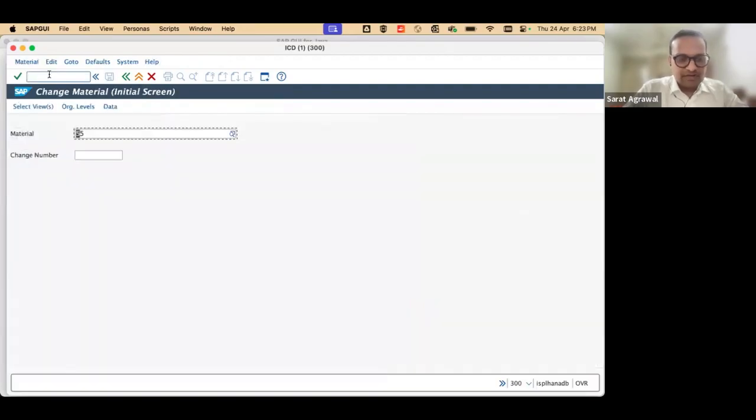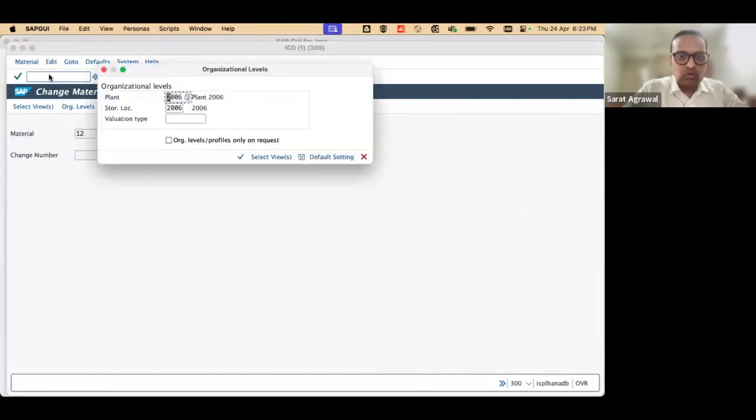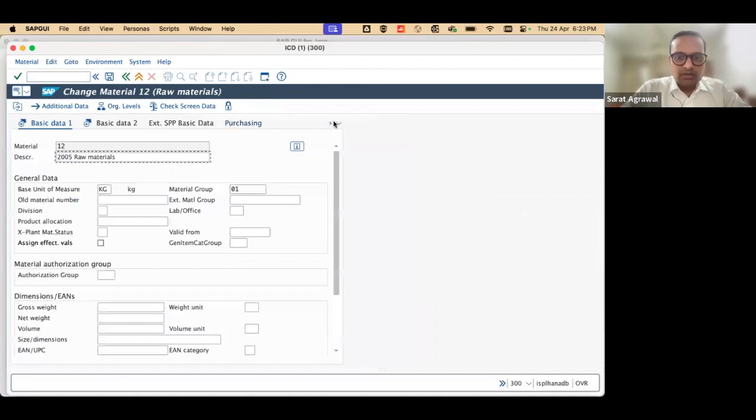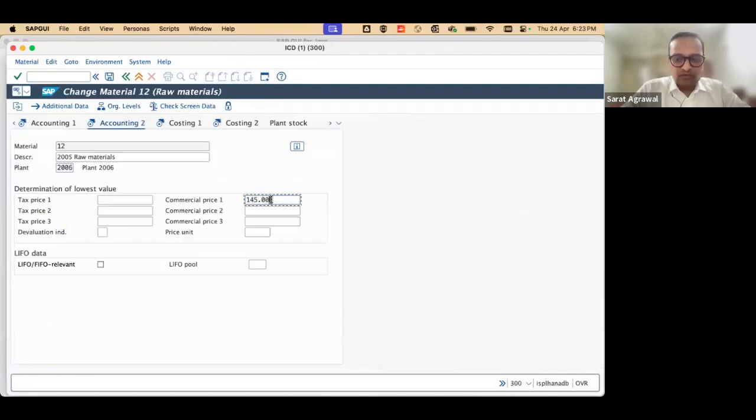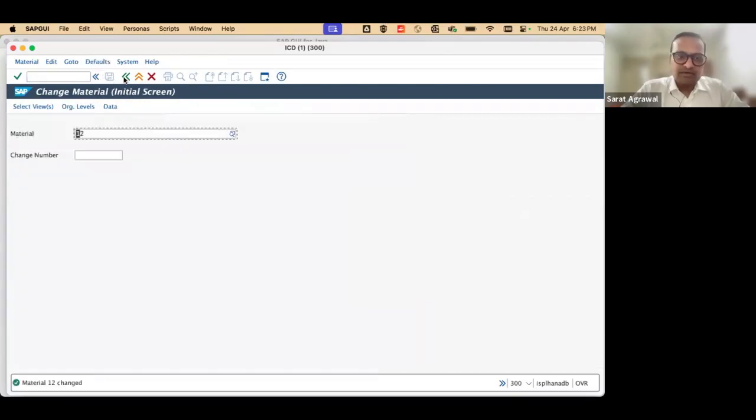Now let us go and change the price for one of the materials. The price change is also very easy. We can go to MM02 and go to the accounting view 2. Instead of 145, let's say I'll put it here as 148. And let's save it.